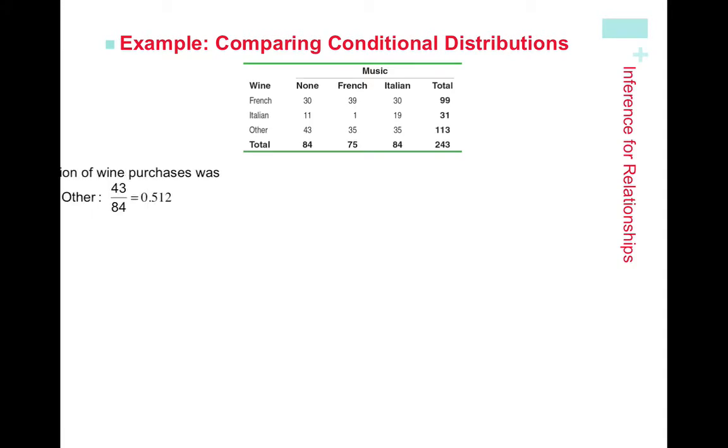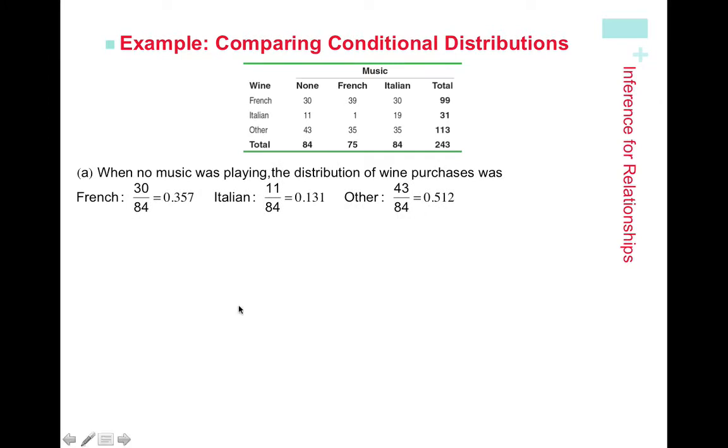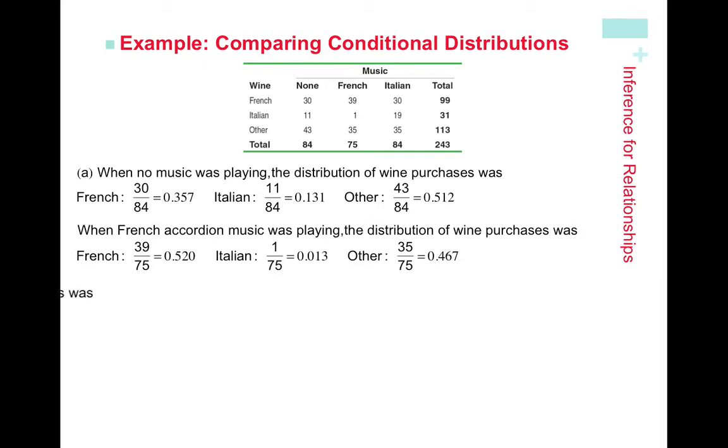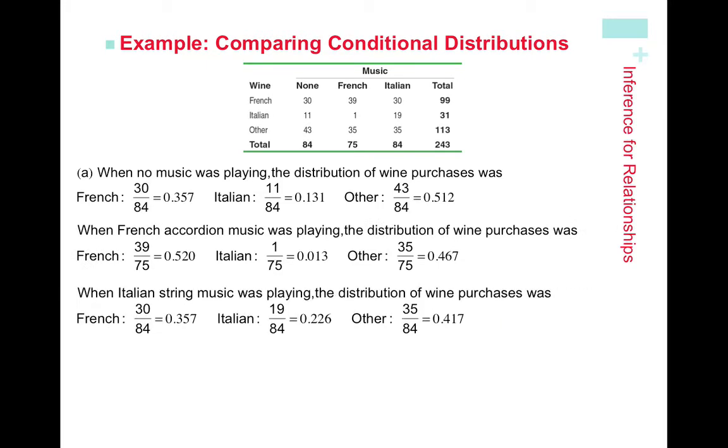So there's the table again. When no music was playing, here's the distribution of the wine. Again, we're looking at the distribution by the treatment, not the distribution by the type of wine. So I've got 30 over 84, 11 over 84, 43 over 84, and so on. We can do the same thing for the French music. It'll all be over 75, and the same thing for Italian, which is all over 84 again.